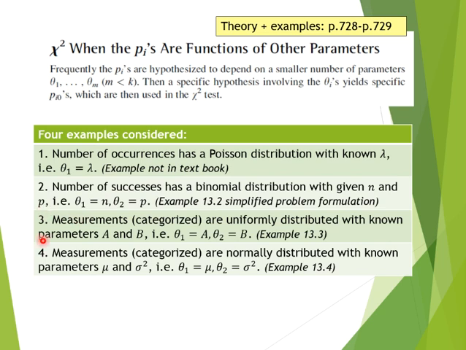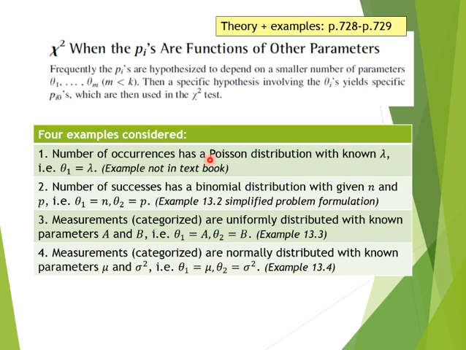The third and fourth examples are examples where we work with continuous data measurements, on the one hand from a uniform distribution and on the other from a normal distribution. For the uniform distribution, we know that we have two parameters, the lower limit and the upper limit, and that's our theta 1 and theta 2 now. That is example 13.3. And 13.4 looks at a normally distributed variable with a known mu and known sigma squared. So that's your two parameters there.